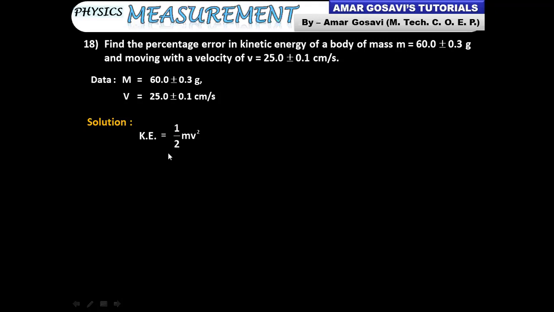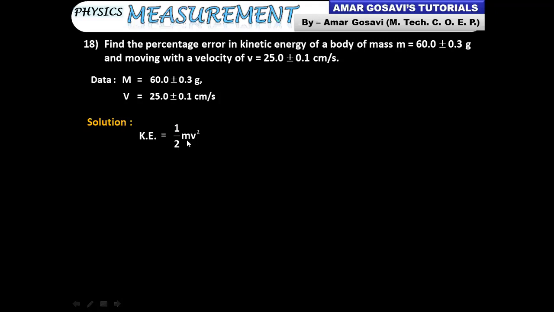Yes, but whatever measurements are involved in mass and velocity, they being the physical quantities, obviously whatever error was involved in both the quantities will add up to the percentage error in measurement of kinetic energy of the body. So let's see how we work it out, because it's not a simple case. Mass is raised to 1, but velocity is raised to 2.